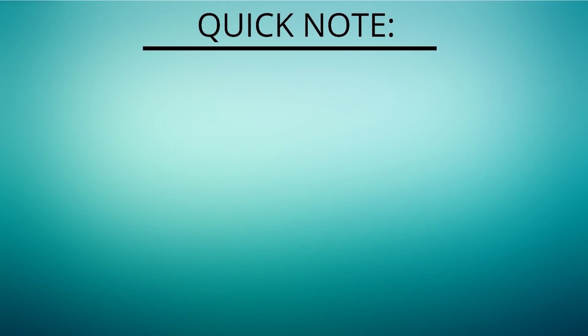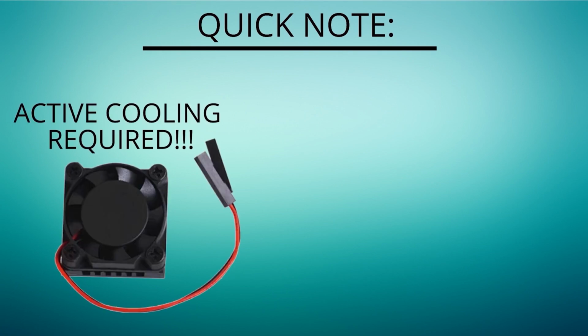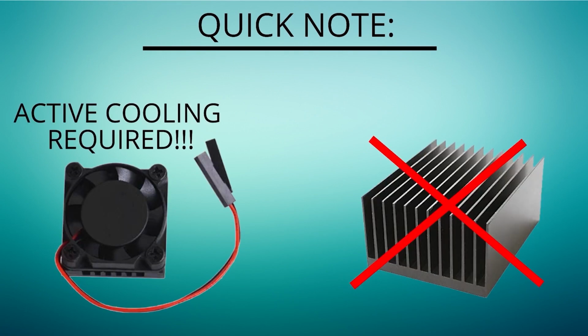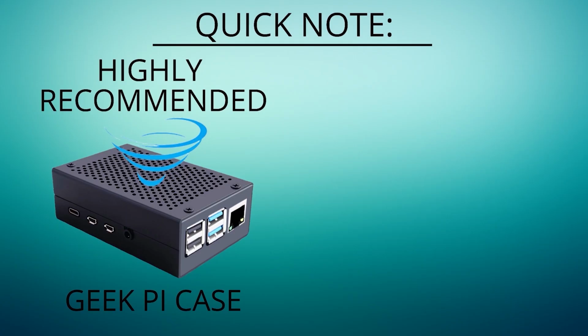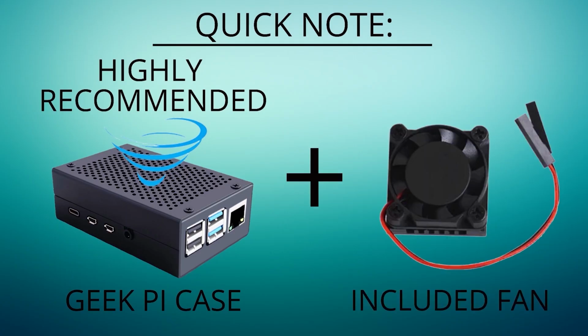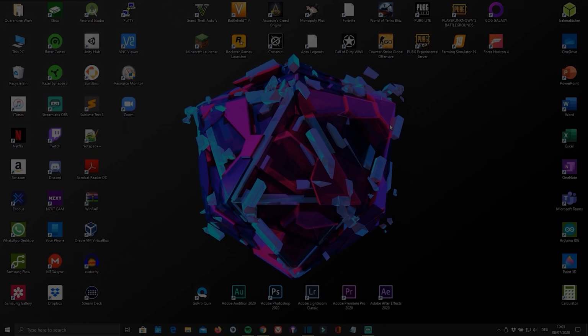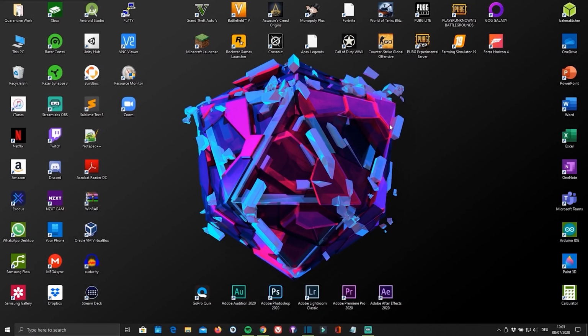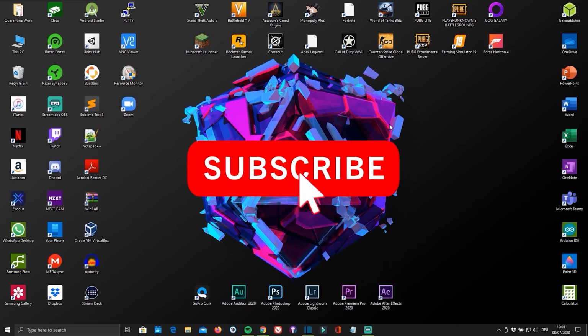A quick note, if you're planning on overclocking your own Raspberry Pi, you'll definitely need some sort of active cooling. A simple heatsink won't do the job. I highly recommend you use the GeekPi aluminium case with an included CPU fan, which I've taken a look at in one of my previous videos, or some sort of similar case with active cooling. And by the way, you're following this tutorial at your own risk, and I won't be responsible for any damage. Now enough of the warnings and let's get straight into it.